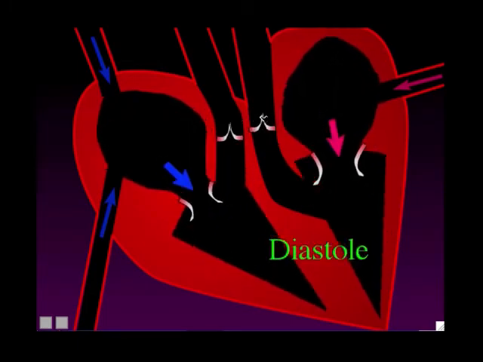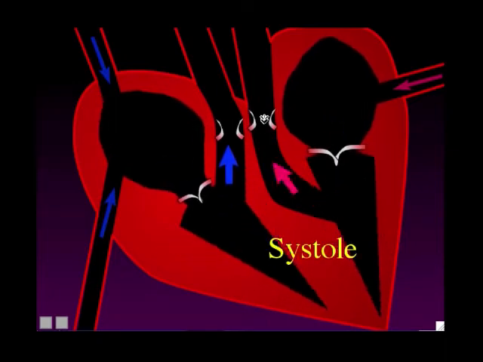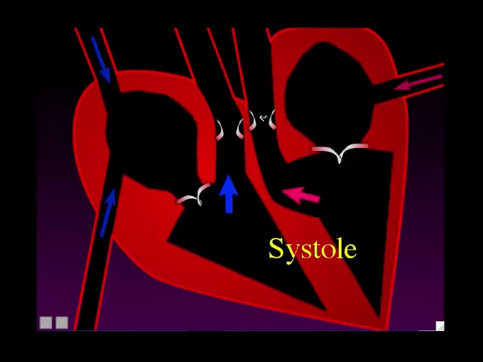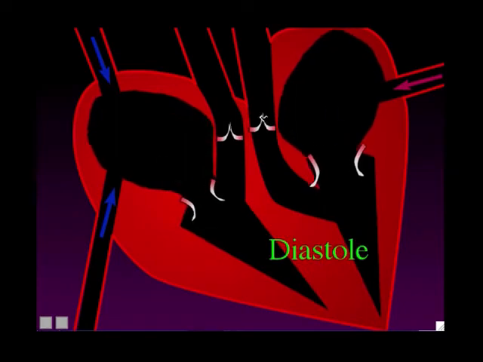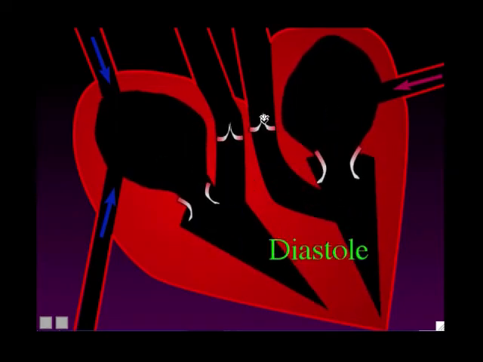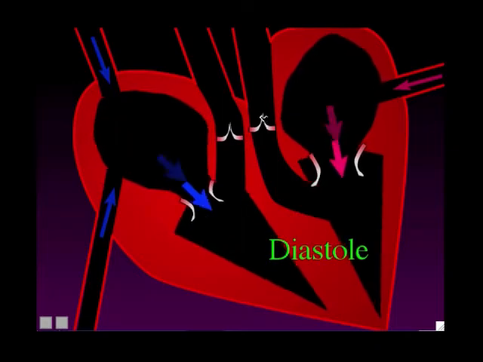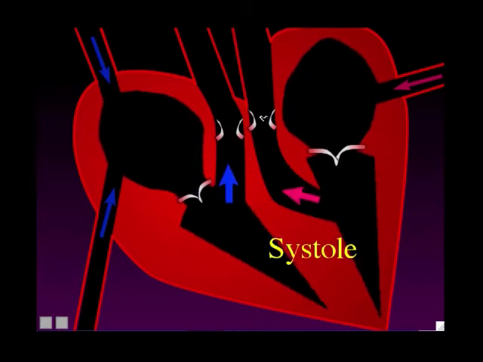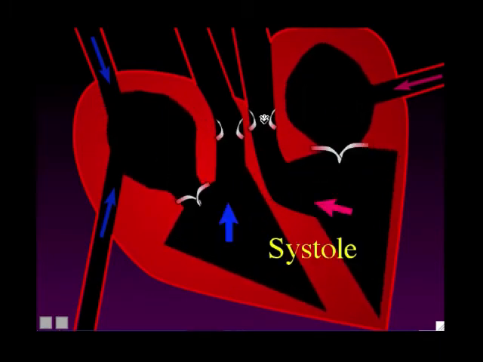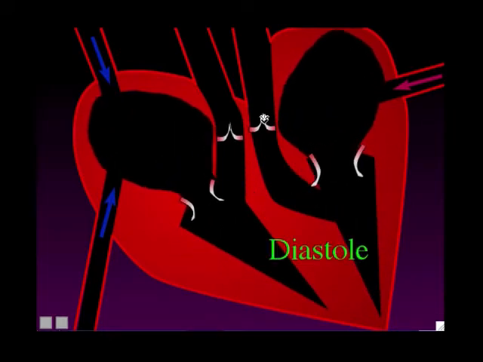Well, those aren't valves. Semilunar valves, right, because notice the first sound, the lub, was nice and loud and sharp and crisp, but it was the dup sound that was more muffled. So doctors and nurses can diagnose faulty heart valves by auscultating your heart sounds. If the lub is crisp, but the dup is kind of muffled, then they know your semilunar valves are damaged. But if the lub was muffled, but the dup was sharp, then they would know that your AV valves are damaged.